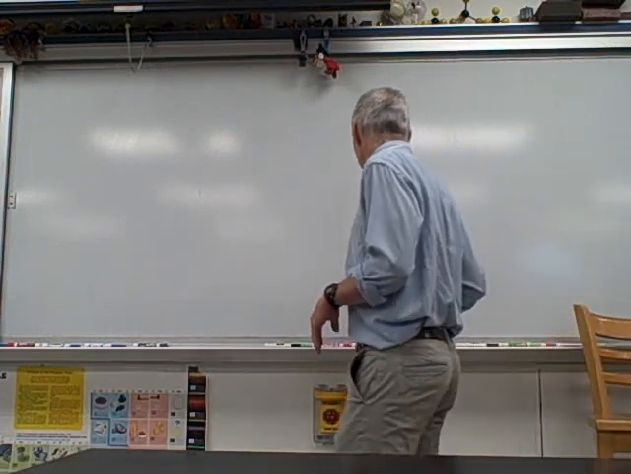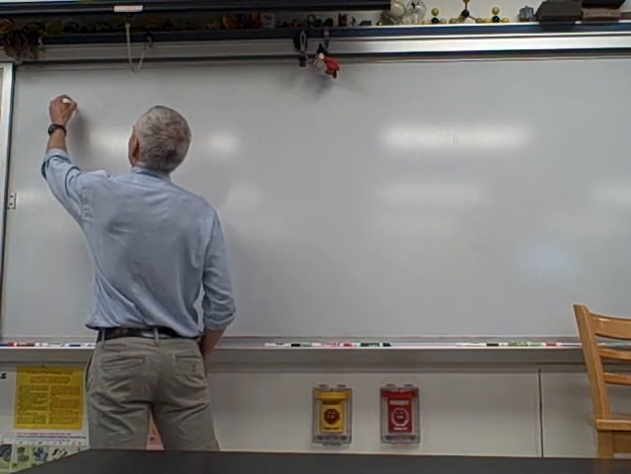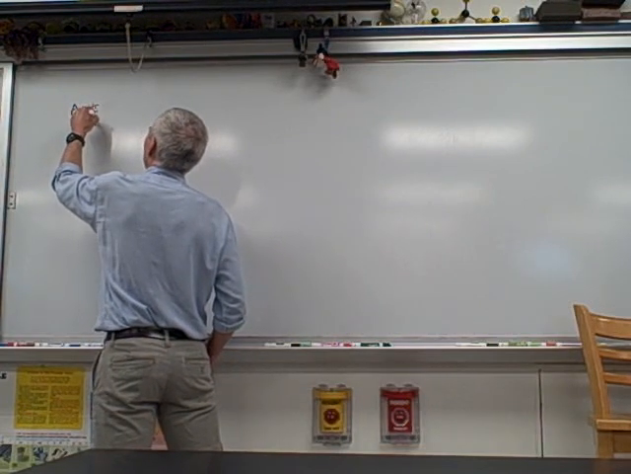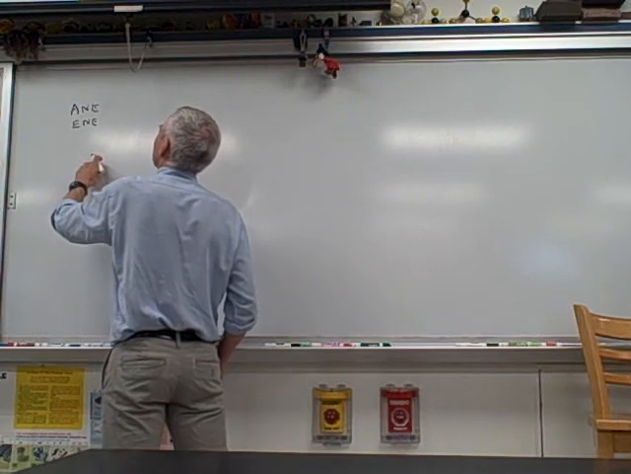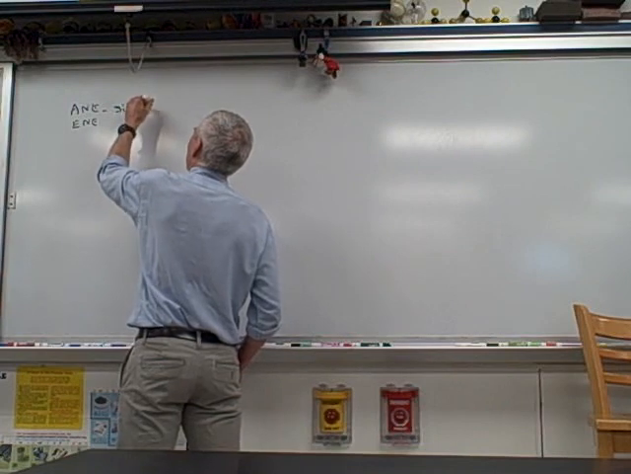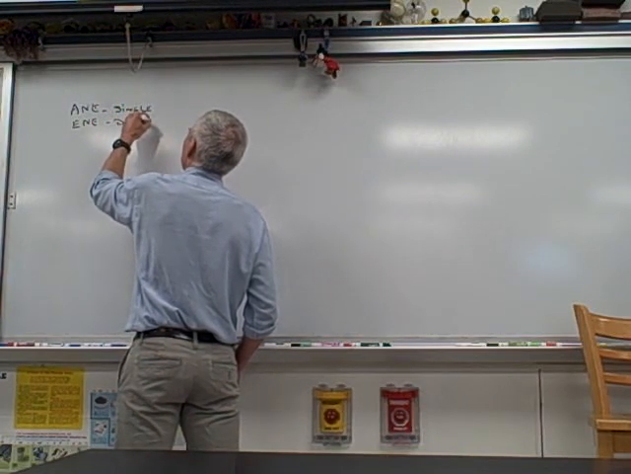All right, so first of all, quick review. You should be able at this point to do the anes, the enes, and the ines. Ane being what? All single bonds, no doubles at all. All right, ene being double, and ine being triple.